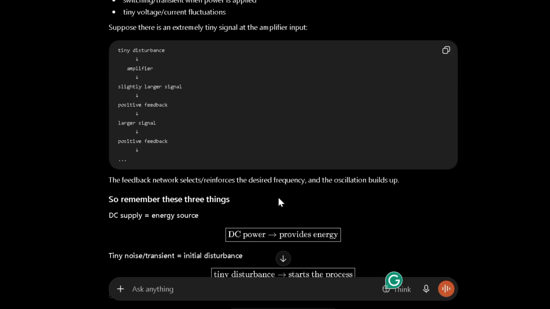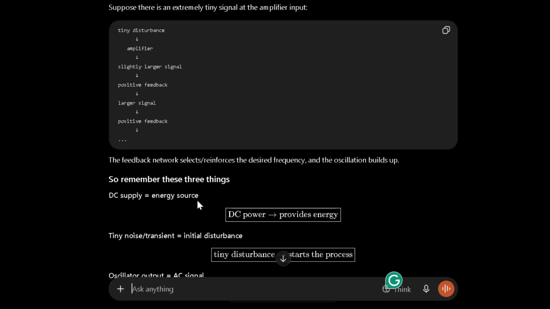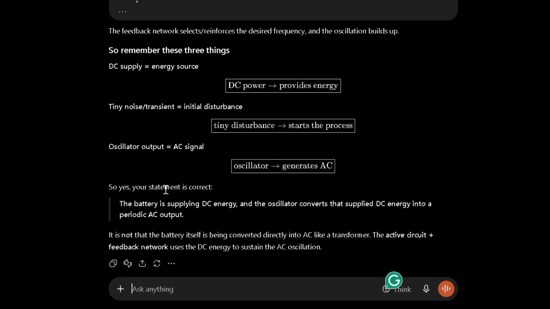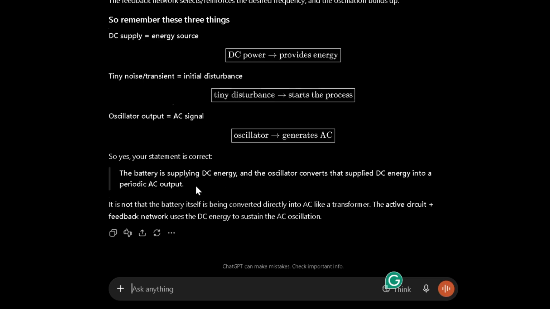So remember these three things: DC supply equals energy source, DC power provides energy; tiny noise or transient is the initial disturbance, a tiny disturbance starts the process; oscillator output is an AC signal, the oscillator generates AC. So yes, your statement is correct. The battery is supplying DC energy. The oscillator converts the supplied DC into a periodic frequency. It is not that the battery itself is being converted directly into AC. The active circuit plus feedback network uses the DC energy to sustain the AC oscillation.